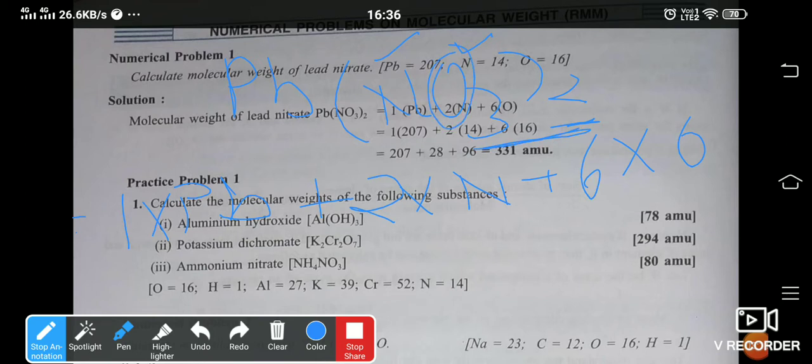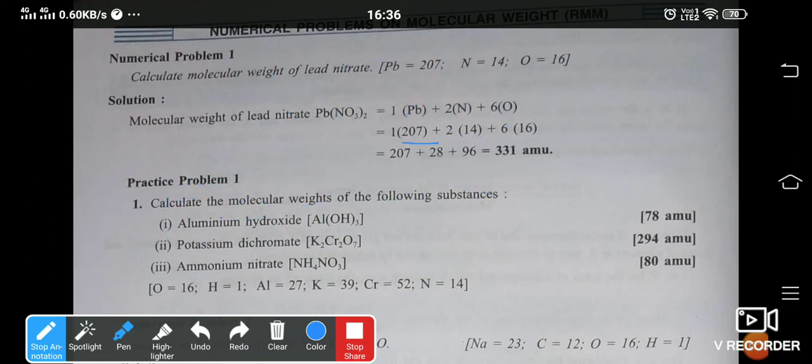Now what you have to do is substitute these symbols with their atomic mass numbers. Pb has atomic mass of 207, you can see on the screen. Nitrogen has 14 and oxygen is 16. You'll get 207 plus 28 plus 96, which is equal to 331. The unit used for molecular weight is atomic mass unit. In short form, we write it as AMU.